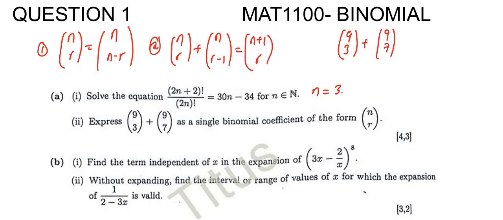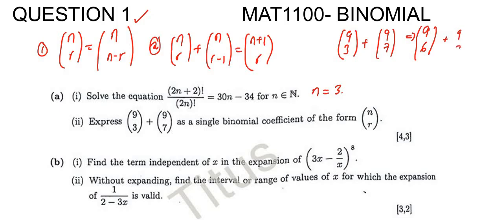You notice that we cannot apply this second one because here it's n, but the numbers down do not differ by 1. This is 3, this is 7. So we're simply going to change this one using the first rule to say 9 choose 3 is the same as 9 choose 9 minus 3. That's going to give us the same as 9 choose 6. So using the first rule, that's what we've done.